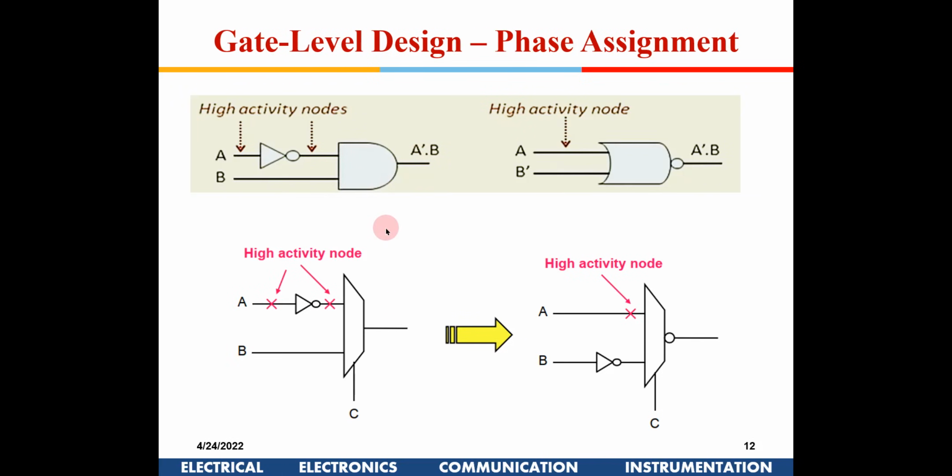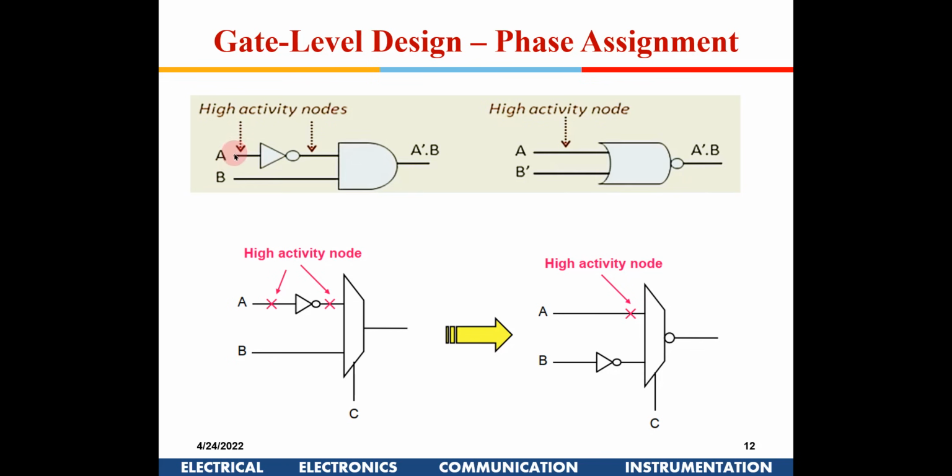Then another technique which we are going to discuss now is known as gate level design, or phase alignment. What is phase alignment? If you see here, this is A, this is A bar and B. So this is one way of implementing it. We are assuming a case where suppose B is generally high. B is generally high. So what happens?